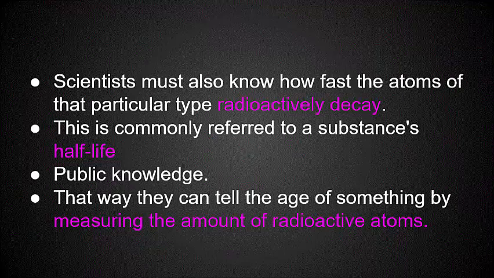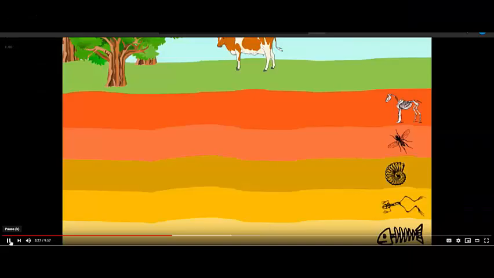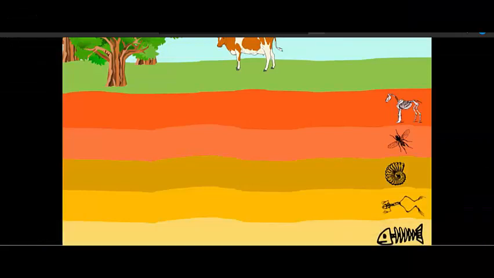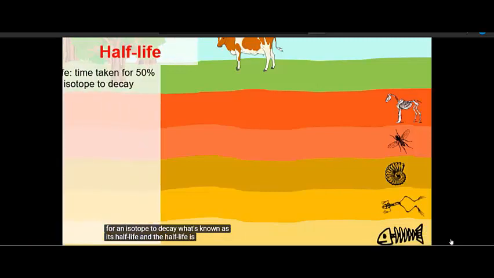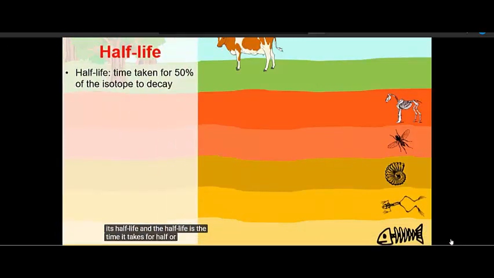Let's take a look at an example of how a scientist might use the measured amounts and knowledge of half-life to determine the age of a fossil. Let's talk about the time it takes for an isotope to decay, what's known as its half-life. The half-life is the time it takes for half, or 50%, of the amount of isotope to decay. And in the example of carbon-14, it's been measured to take about 5,730 years for half of the amount of carbon-14 in a sample to decay.